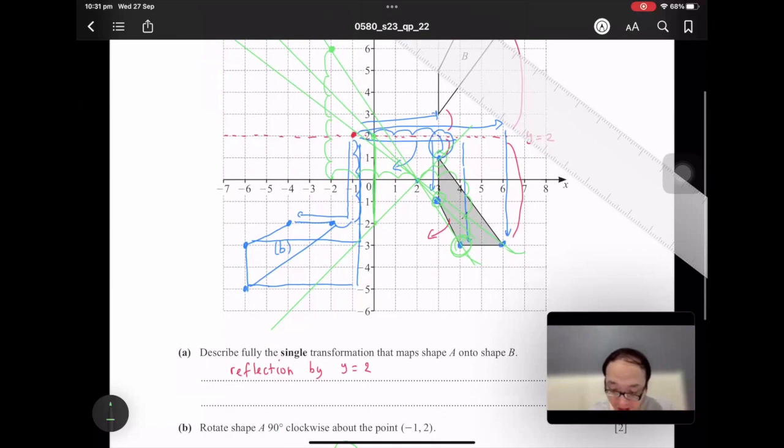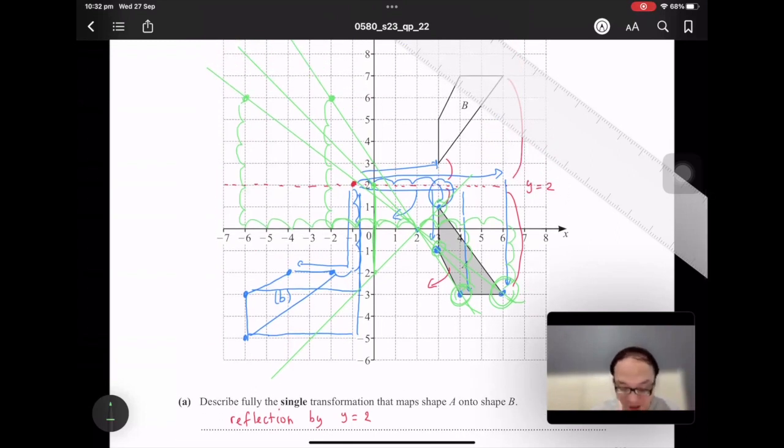And then the other one, this one, it should be 4 to the right, so that means 8 to the left, 1, 2, 3, 4, 5, 6, 7, 8. And then 3 down, so 6 upwards, 1, 2, 3, 4, 5, 6. So this one.